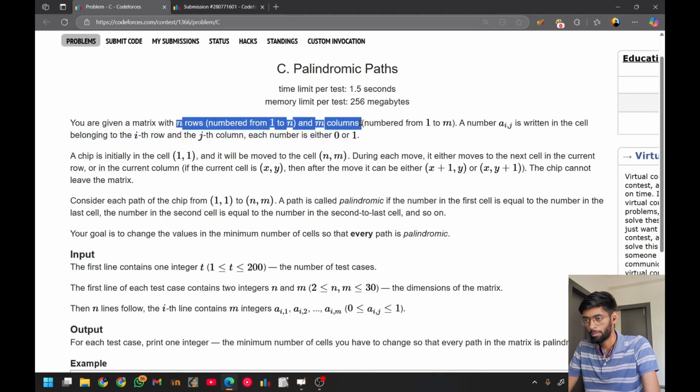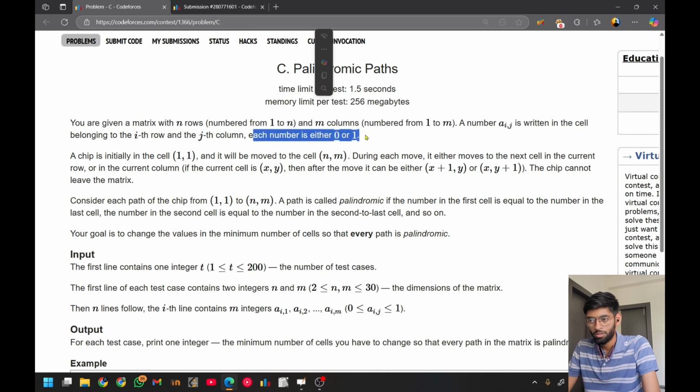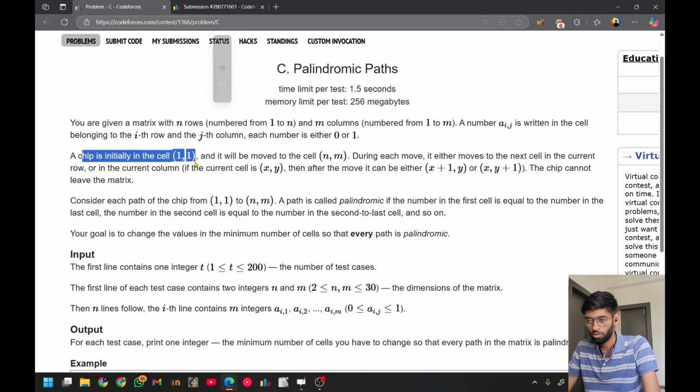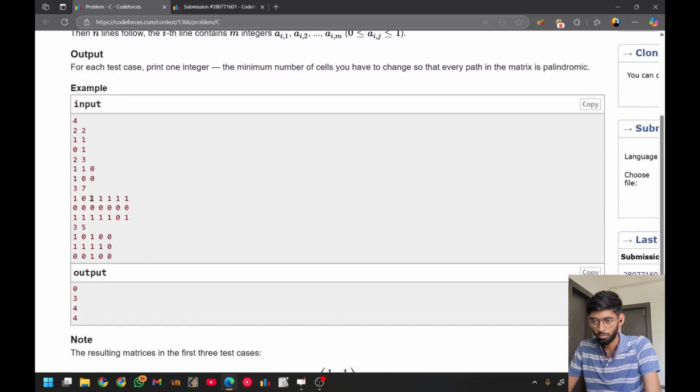n rows and m columns का एक matrix दिया है. Each number is either 0 or 1. A chip is initially in the cell 1, 1 and it will be moved to the cell n, m. तो स्टार्टिंग के वर्टेक्स पे हम यहाँ पे खड़े होंगे पहले पॉइंट पे और हमें n, m मतलब कि इस वर्टेक्स पे जाना है.